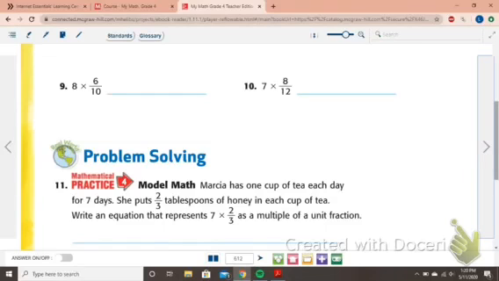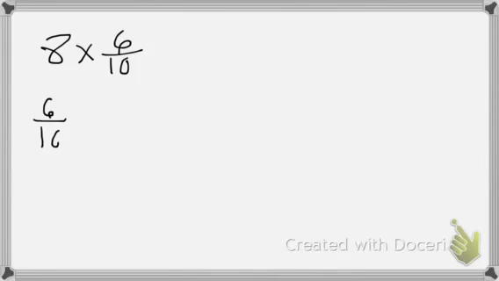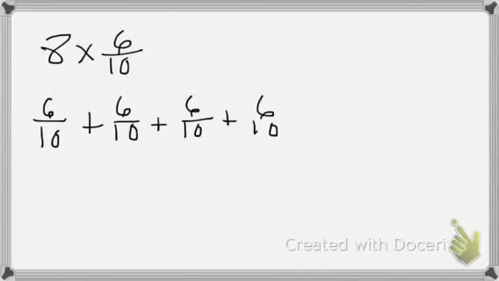So what did that look like? 8 6/10. So on a separate sheet of paper, I'll show you that. 8 6/10 would look like this. So 8 times 6/10. All right, so you'd have a 6/10 plus a 6/10 plus a 6/10 plus a 6/10. It's a lot of tenths.